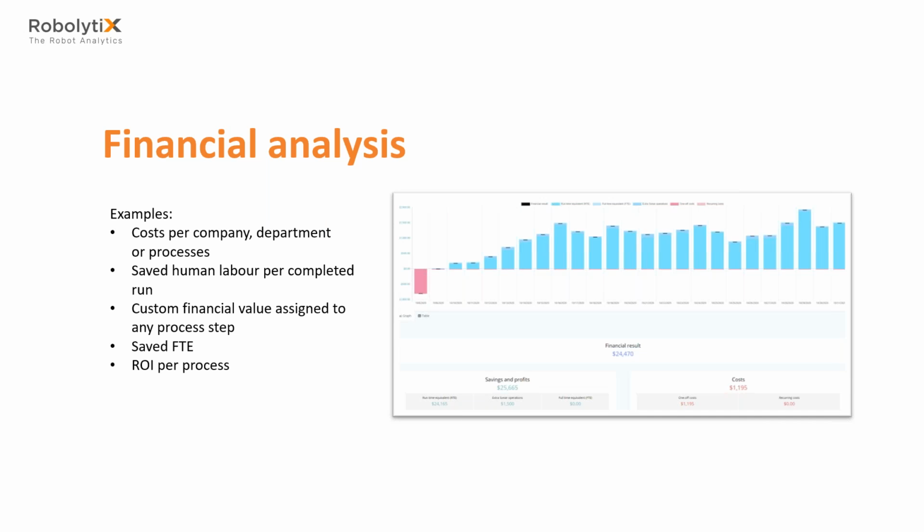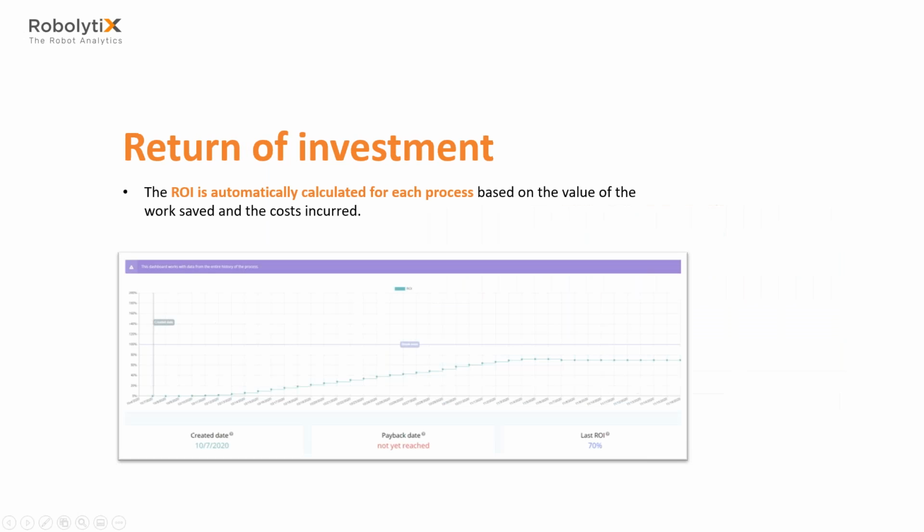The second outcome, as I mentioned, is the financial analysis. This is what you will see when you switch to this module, where you can see the graph like that. This will give you information about the costs, the human labor saved, saved FTEs, and return on investment per process. On the next slide, we will see how the actual return on investment graph looks. You can see there is a break-even point, and this is displayed per process.